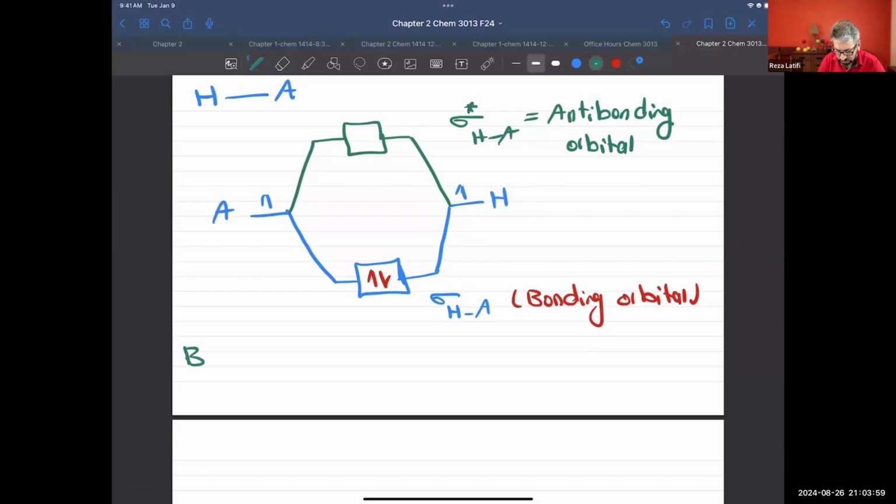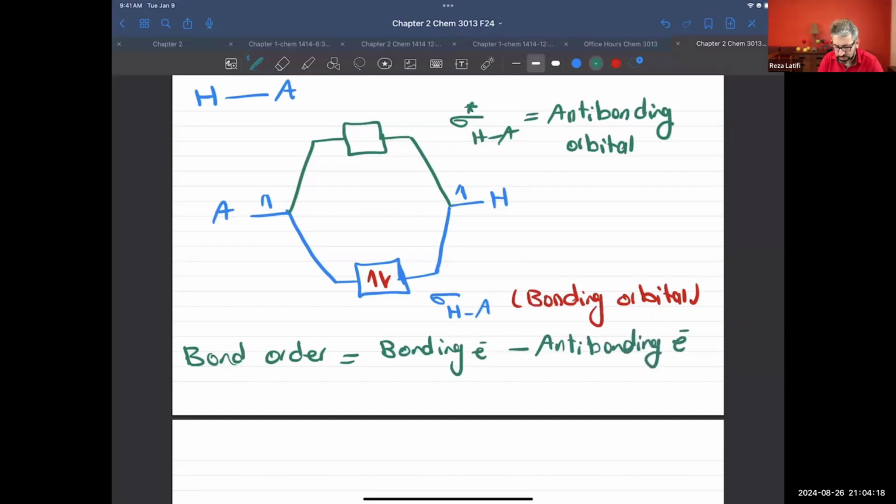Now let's define the bond order. What was the bond order? Bond order is equal to bonding electrons minus anti-bonding electrons, and you take this and divide it by 2. Why 2? Because for each bond we need to have 2 electrons.